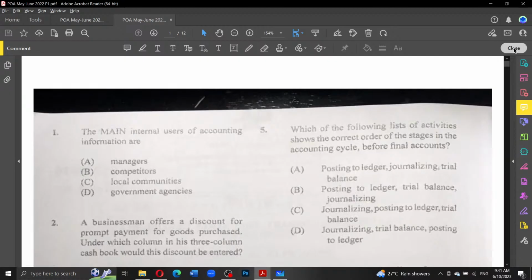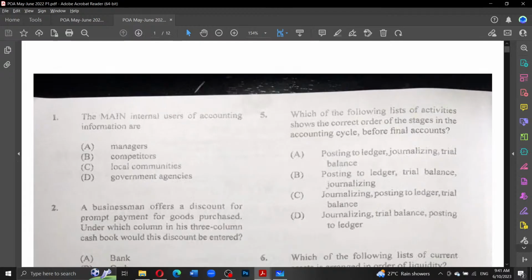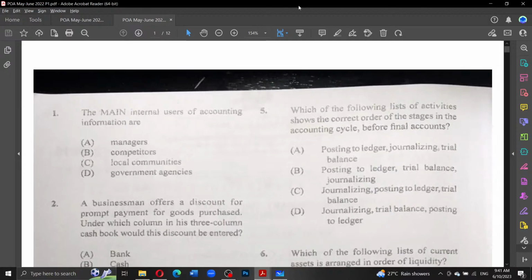Alright, so let's begin. The main internal user of accounting information, as in who from inside the company uses accounting information more. We have four options here: managers, competitors, local community, government agencies. B, C, and D are external users. They are not found within the business. For internal users, you usually have managers and employees, but in this case we have just managers. So the answer here will be A.